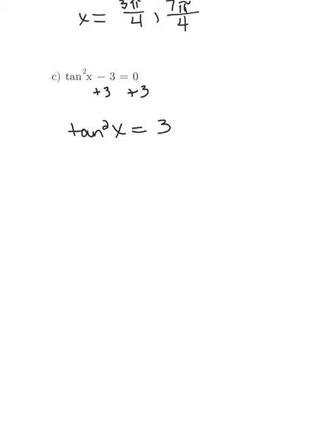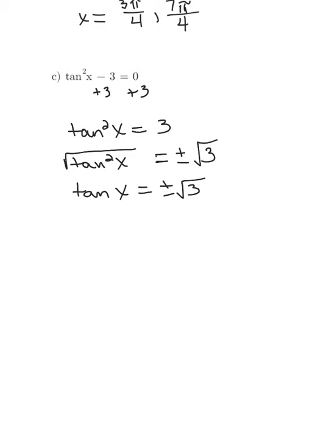Well, we don't want tangent squared. We want tangent. How do you get rid of a square? You take the square root. So we are going to take the square root of tangent squared of x equals, and over here on the right where we had a number, we have to do plus or minus the square root of 3. Taking the square root of a square leaves you with just the first power, tangent of x, equals, and we can't simplify square root of 3, so it stays plus or minus square root of 3.